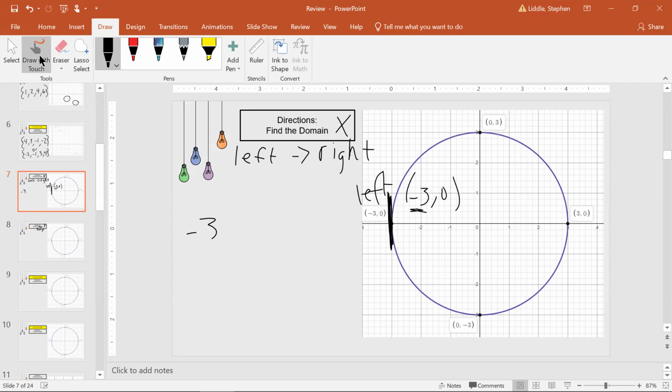Now we are able to physically touch this point. So we are going to use the less than or equal to. Domain is x, less than or equal to. And then we want to look at what the rightmost point is. Well, this is the furthest right that we are able to go. Given this point (3, 0), we look at the x value, which is 3.